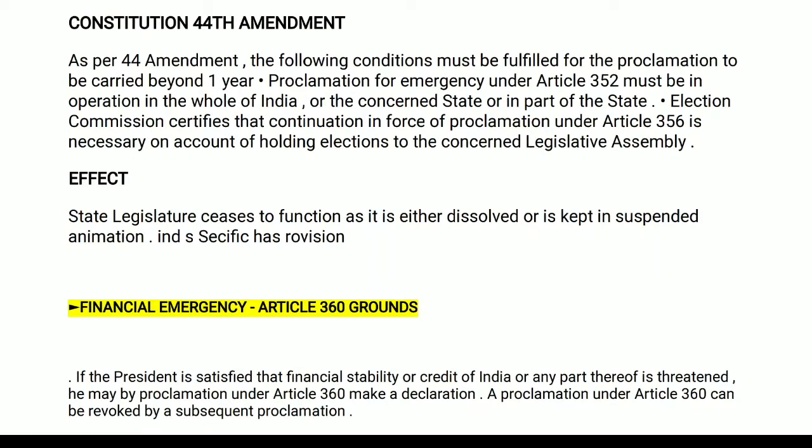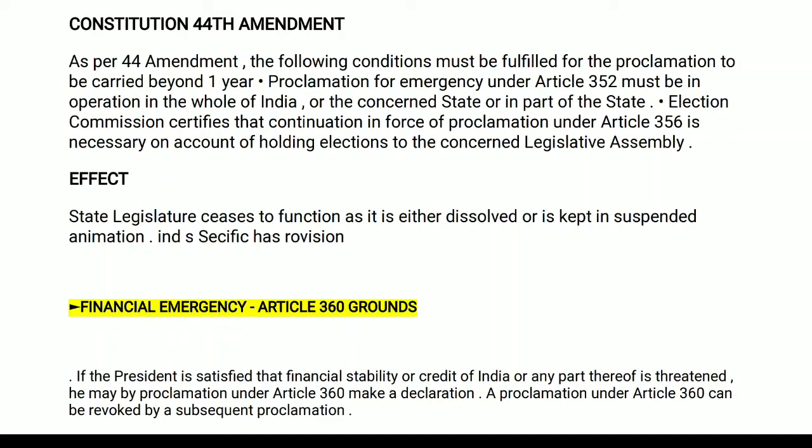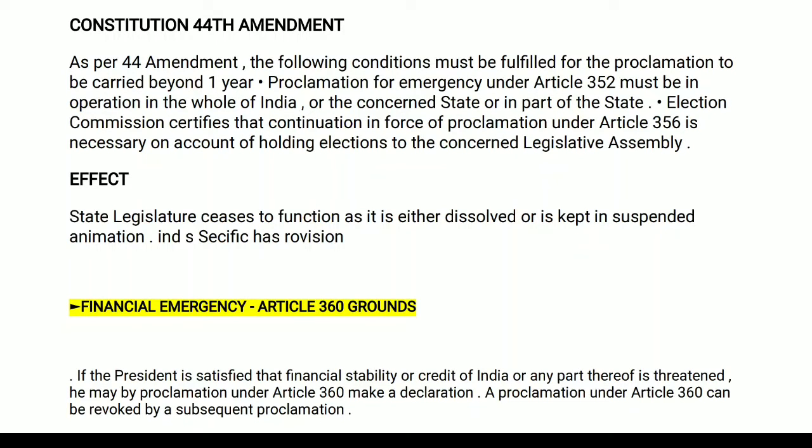Let's discuss the Constitution 44th Amendment with respect to Article 356. As per the 44th Amendment, the following conditions must be fulfilled for the proclamation to continue beyond 1 year. A proclamation of emergency under Article 352 must be in operation in the whole of India or the concerned state or part of the state. The Election Commission certifies that continuation in force of the proclamation under Article 356 is necessary on account of holding elections to the concerned legislative assembly. Its effect: the state legislature ceases to function as it is either dissolved or kept in suspended animation.